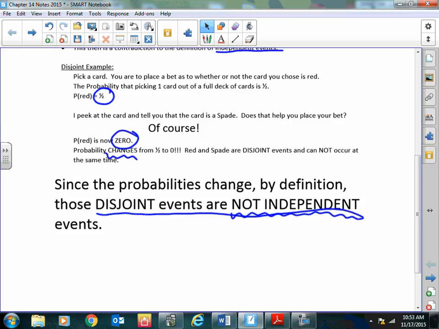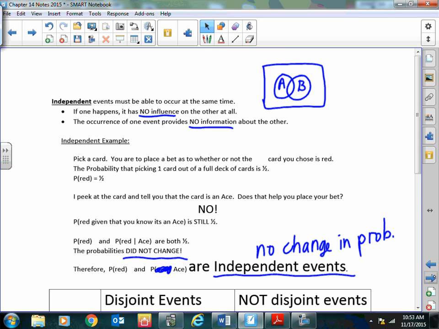So disjoint is the example, red to spade, disjoint, and then the independent example is red and ace. Okay? All right, so let's move on.